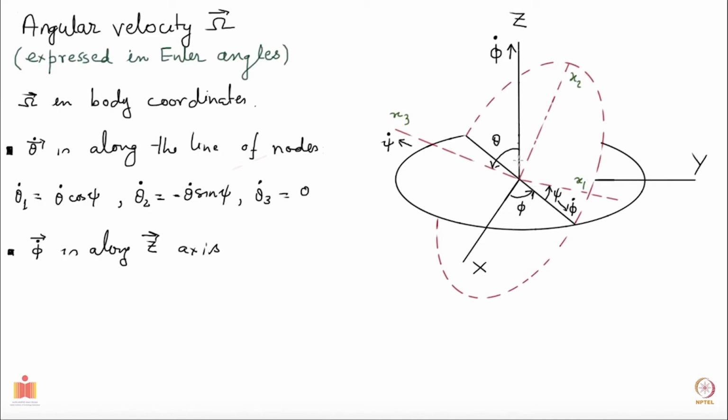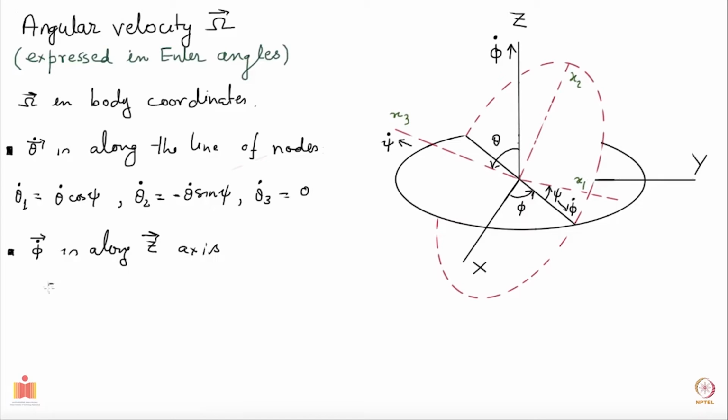What you can do is first take phi dot and project it onto this plane, which is denoted by the red dashed lines. You can do that projection, which will give you phi dot sin theta. And the third component will be phi dot cos theta. Once you have projected on this plane, you further project on x1 and x2, which will involve just sines and cosines of psi. So here is your answer.